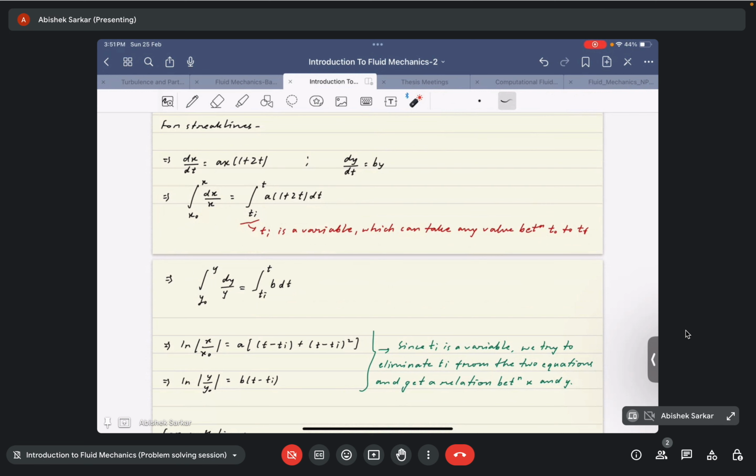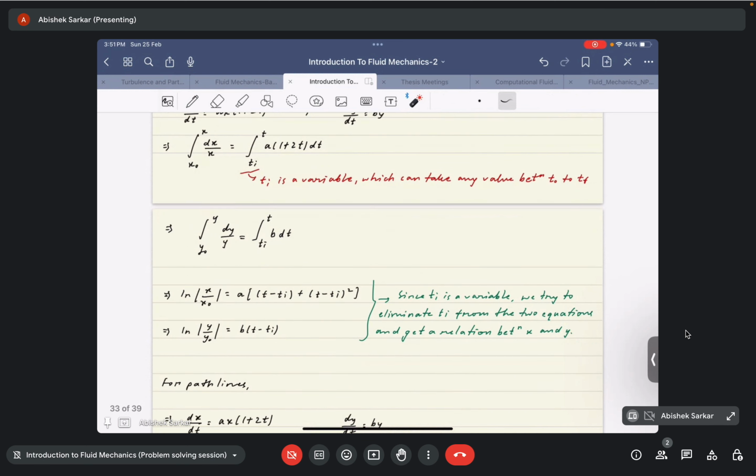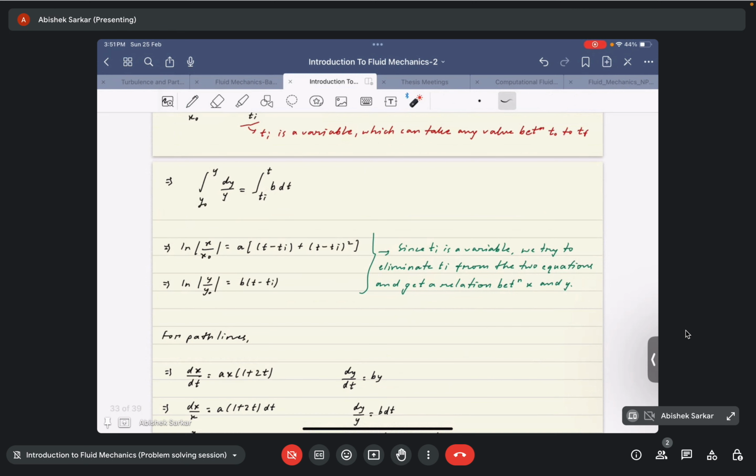So similarly, we use the separation of variables here as well, where the limits for y would vary from y naught to y, and time will again vary from ti to t. Okay. So once the integration is done, we get that ln x by x naught is equal to a (t minus ti) plus (t minus ti) whole square, and ln y by y naught is equal to b (t minus ti). And since ti is a variable here, we can try to eliminate ti from the two equations to get the relation between x and y.